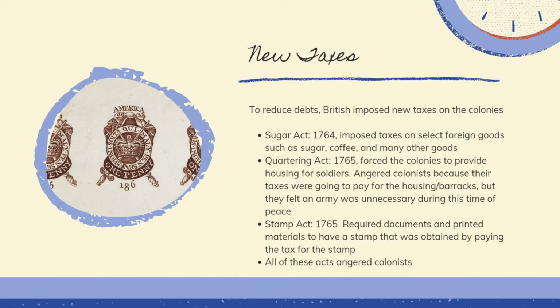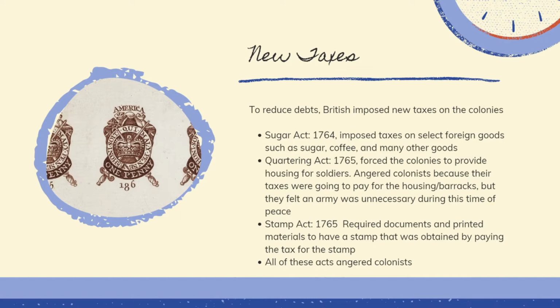In order to recover their debts, the British had to impose new taxes on the colonies. Some of these taxes included the Sugar Act, which imposed taxes on select foreign goods, the Quartering Act, which required colonists to provide housing for soldiers, and the Stamp Act, which required documents and printed materials to have a stamp that could only be obtained by paying a tax.